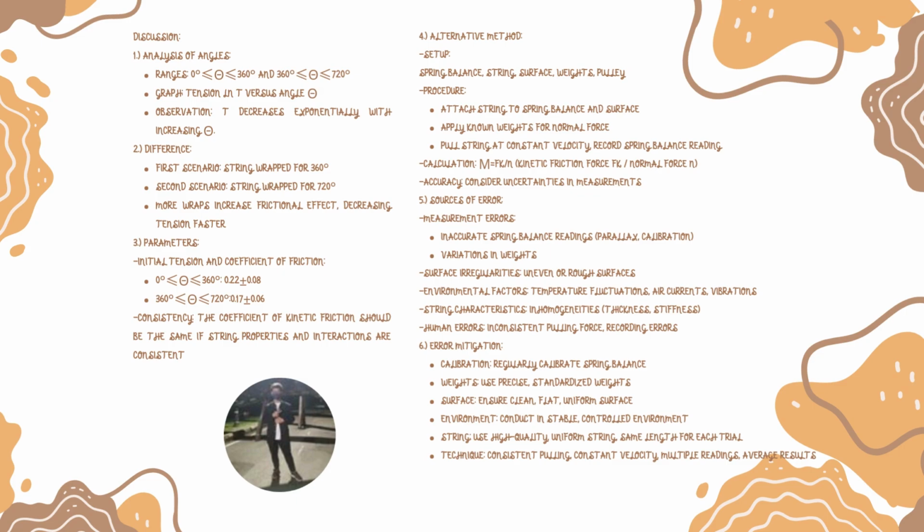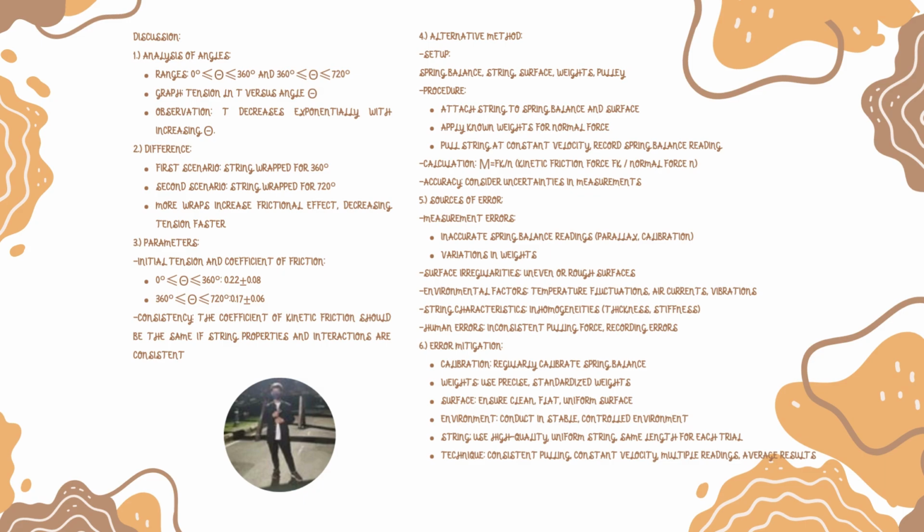Another way to determine the coefficient of kinetic friction for a string is to measure the force required to move the string over a surface at a constant velocity. Set up the experiment with a spring balance, string, surface, like a table, weights to apply a known normal force, and a pulley, if necessary. Attach one end of the string to the spring balance and lay the string over the surface, connecting it to a weight if using a pulley system.